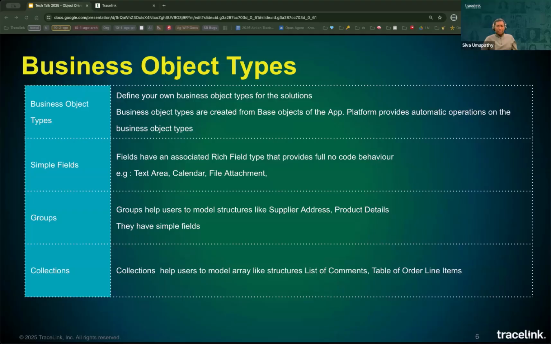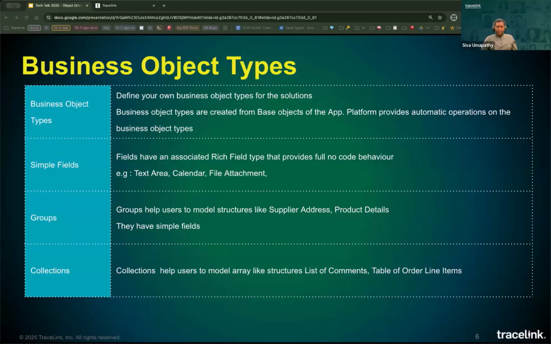Now, the concept that builds on top of that is a collection. Imagine you want a line item. In an order, you have an order line item. You could have order line item number, quantity, shipment date, that's a group. But then, very similar to an array, you could have these as order line items, which we call a collection.